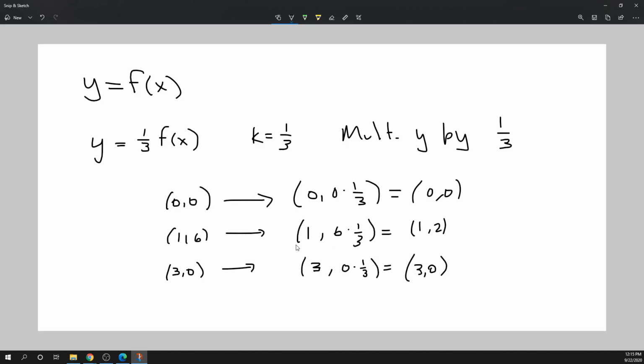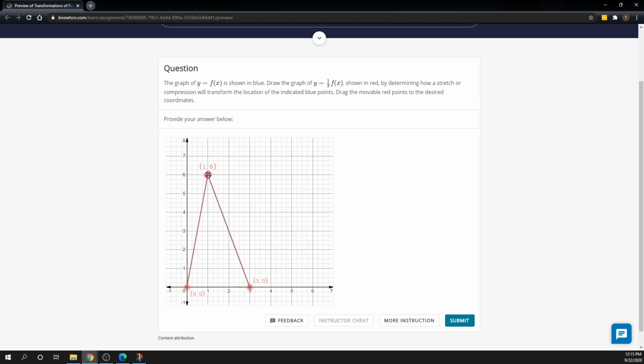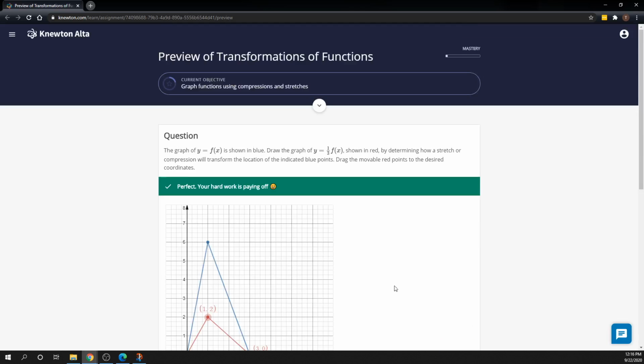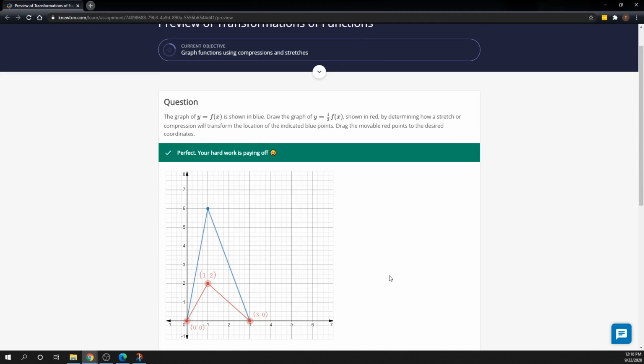All right. And so then we just go back and move the points that we need to. 0, 0, that doesn't have to be moved. 3, 0, that doesn't have to be moved. But 1, 6 needs to be moved to 1, 2. So we just grab this point and move it to where it's supposed to go. So 1, 2 would be right there. And that's it. Okay. All right, and that is it on this one.